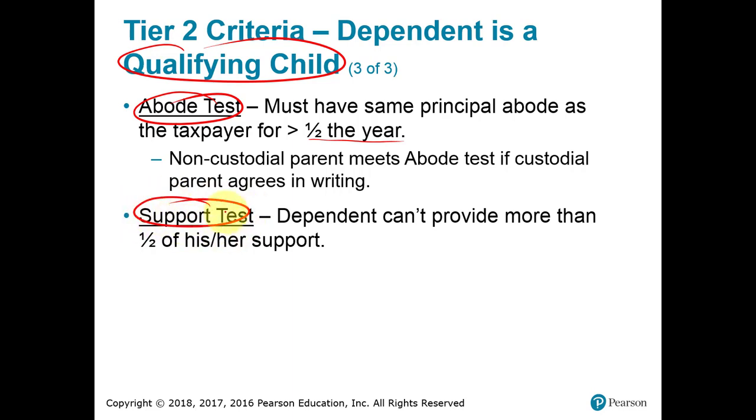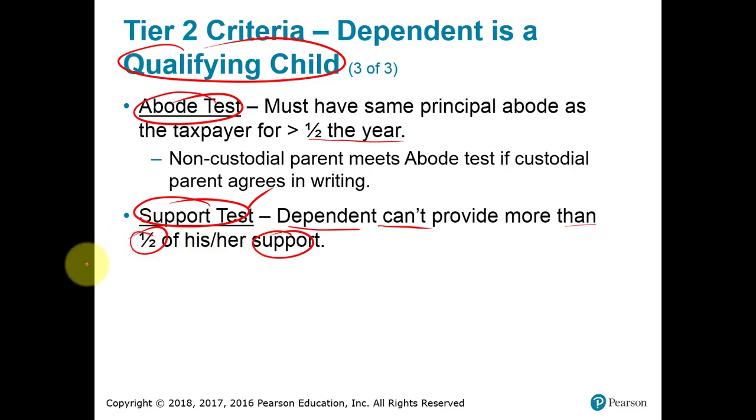Support tests, now let's read this carefully. The dependent, not the taxpayer, cannot provide more than half of his or her own support. In other words, that son or daughter of yours pays, that's what support is, paying out more than half of their own support costs. Support, and we'll see this includes possibly the big one, is housing, food, shelter. The test here is not whether the taxpayer supports the child. It's whether the child supports him or herself for half of the support costs.